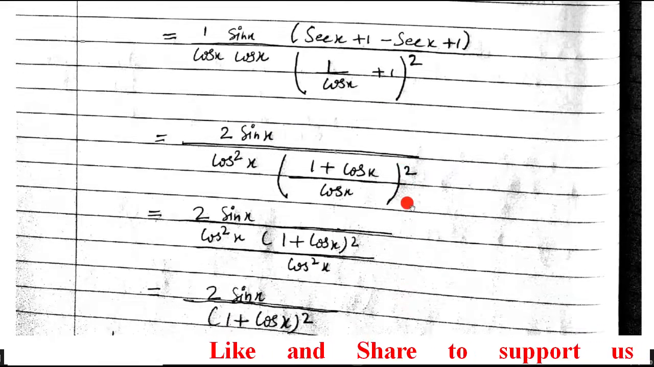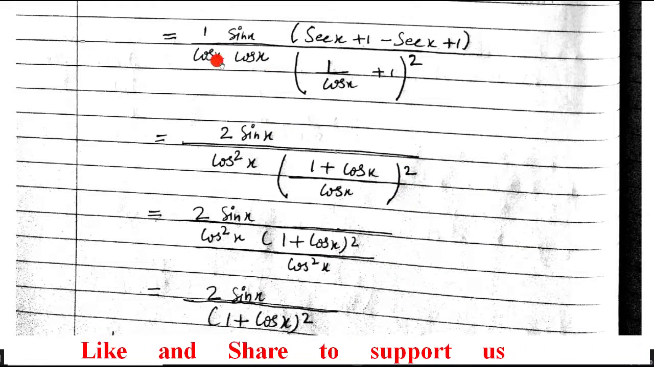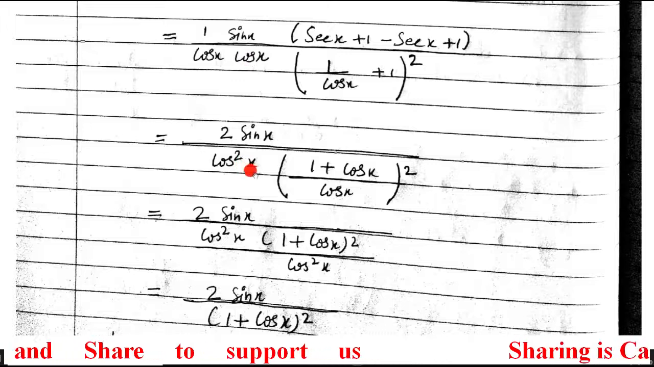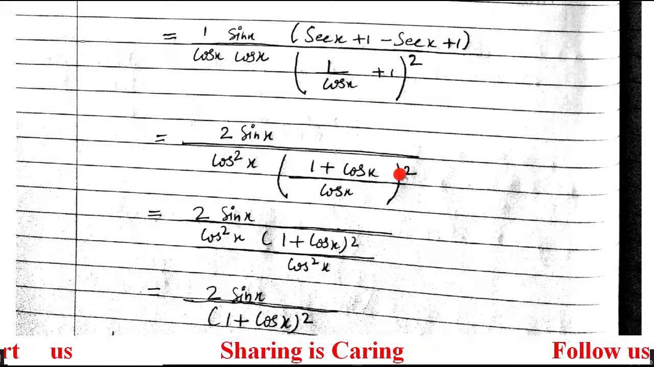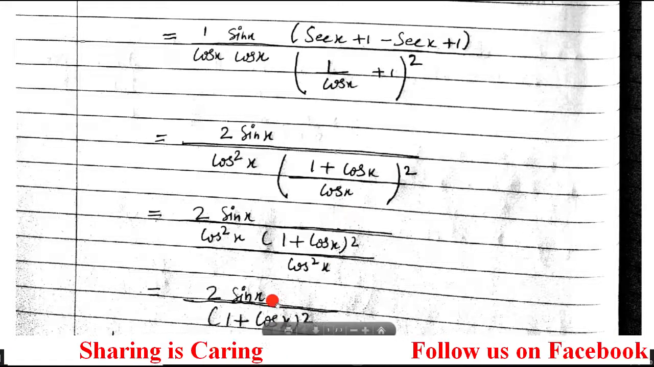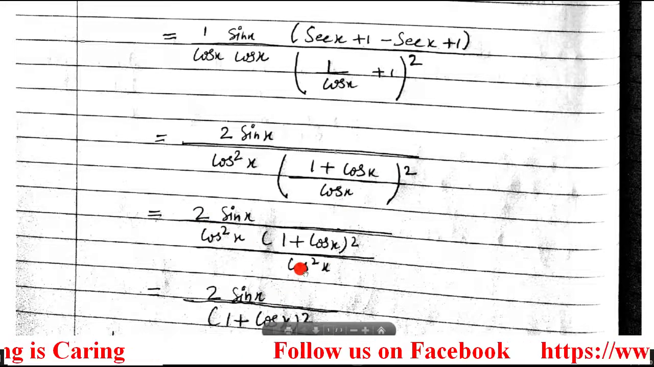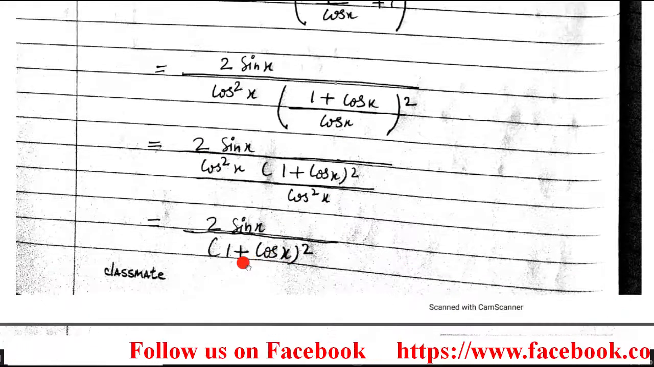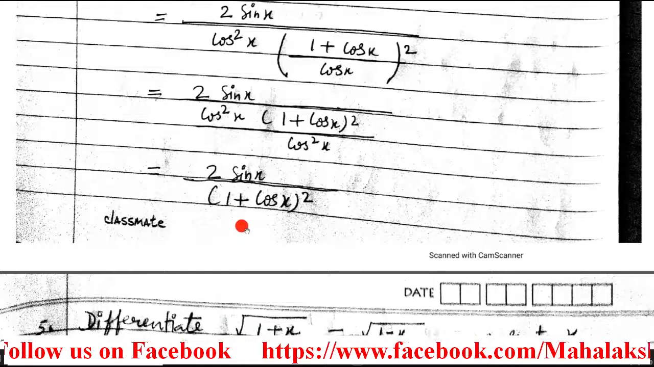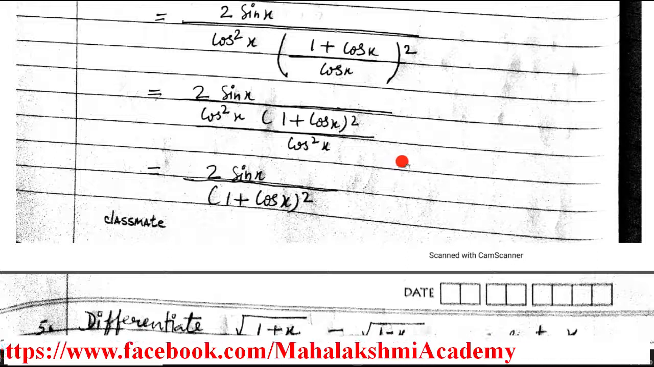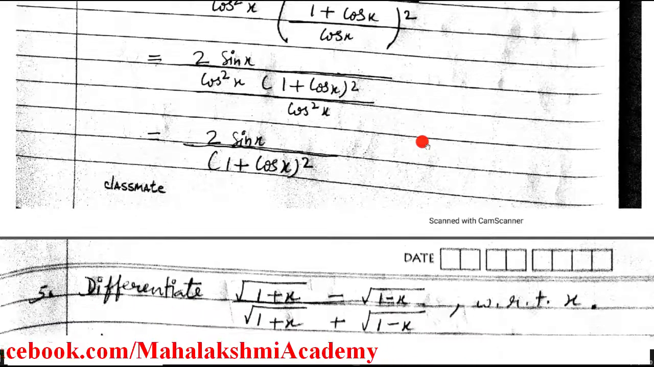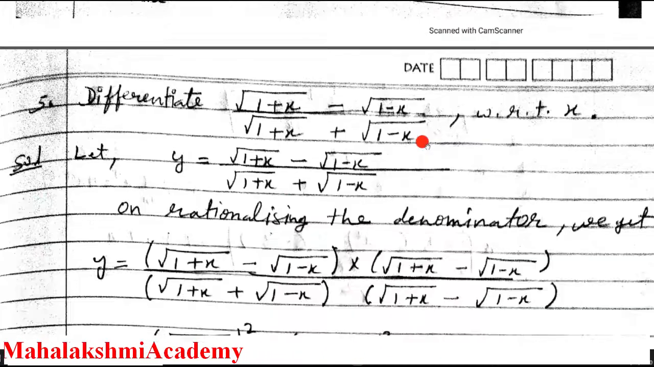Now next step. Here cos into cos is cos square x. We'll take the LCM, that will give you this step. Open the bracket, so square will move with both. So this cos square x and this cos square x will cancel each other. So we'll get this. So that is our answer of this question. So in this we had used the formula of division of the fraction. Now we'll move to the next question.